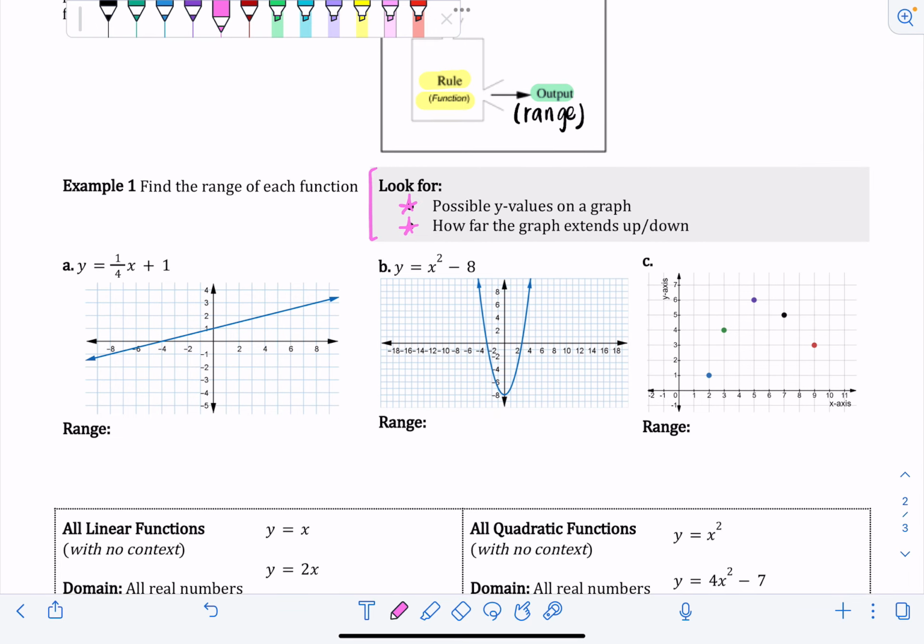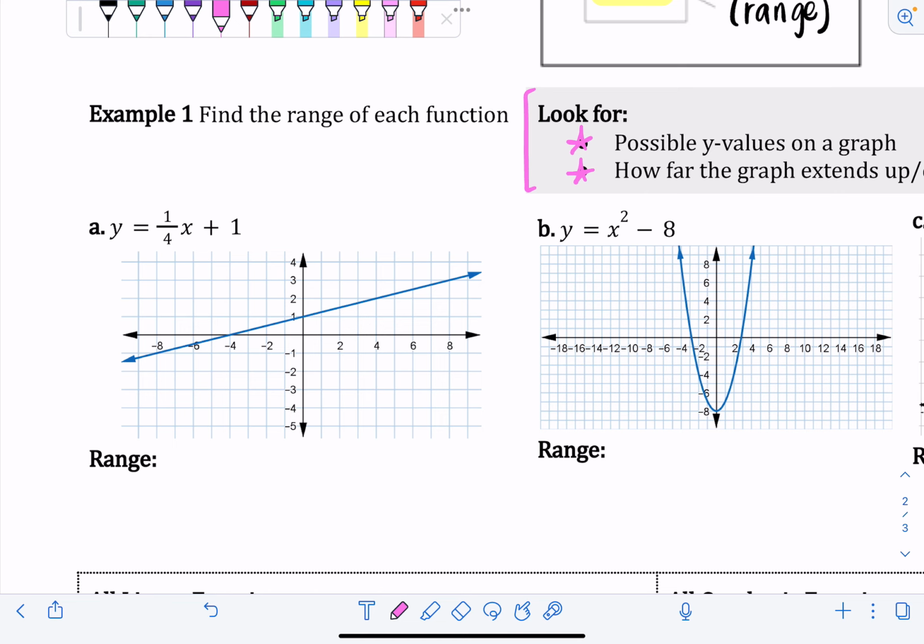Okay, so for the first one, example 1a is y equals 1/4 x plus 1. It's the same equation from the last section, and this time we're looking at how far the graph extends up or down. You can see in the right corner this graph is trending upward, up and to the right, but it's still going up forever. And over here it's going down and to the left forever. So it's going up forever, down forever. If it's going in both directions, up and down forever, it would be all real numbers again. So range is all real numbers.